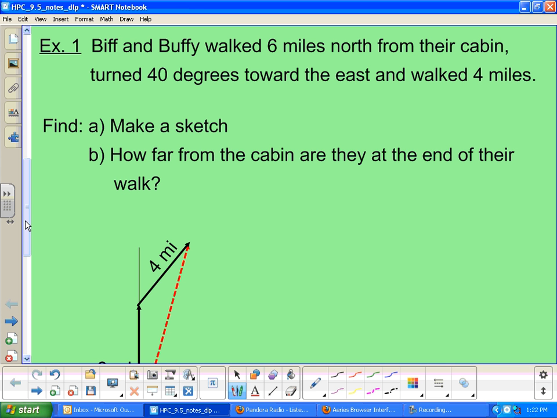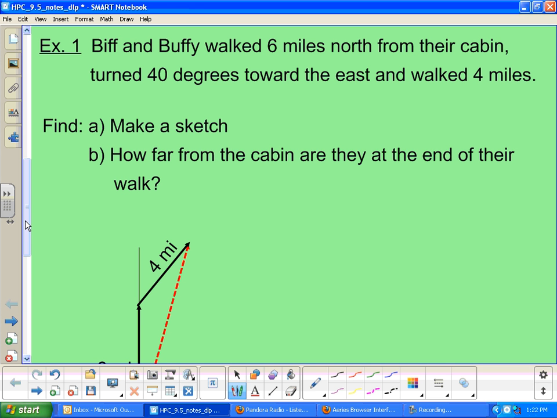And we're going from their cabin, and we're going to proceed north. So we're going straight up from your cabin, 6 miles. Then we're going to turn 40 degrees towards the east, and then walk another 4 miles, and then end up at some spot. And then we're going to answer these questions for A and B.